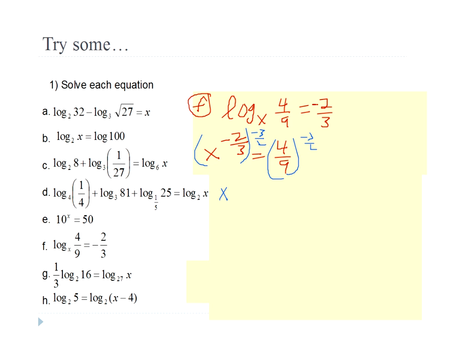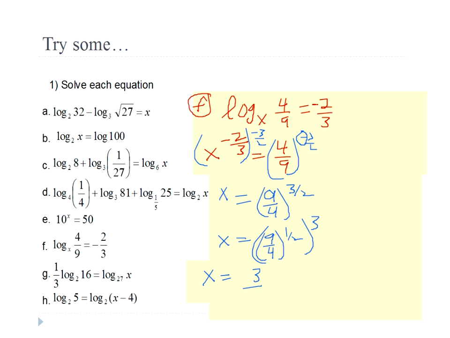Power of power on the left-hand side, so I keep the base and multiply those exponents. I'll have x to the negative 6 over 6. That's just x to the 1. This negative sign tells me to flip the base and keep the positive exponent. Now I'm going to rip this exponent apart. The exponent of 1/2 is the same as the square root, so the square root of 9 is 3, the square root of 4 is 2. All of this is still cubed, so I have 27 over 8.